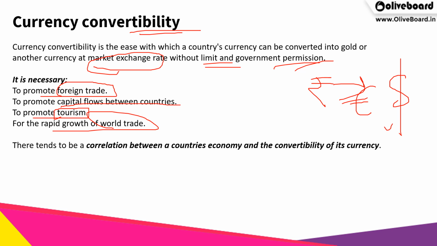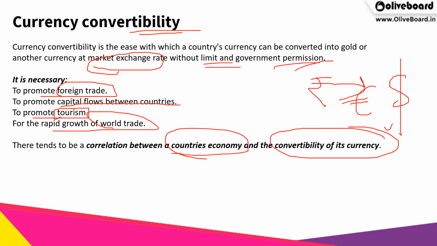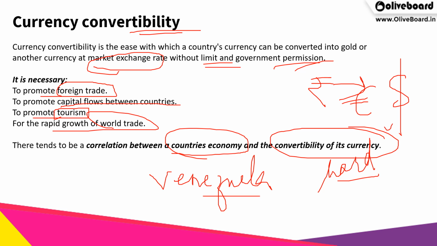Now, there tends to be a correlation between a country's economy and the convertibility of its currency. A country which is not very stable or is going through too many ups and downs, its currency convertibility will be very hard. Here, when we talk about the case of Venezuela, since we know that there is huge inflation going on in Venezuela, the convertibility becomes difficult. There would not be many people who would want to buy their currency. So there is a correlation between how the economy of a country is functioning and its convertibility.